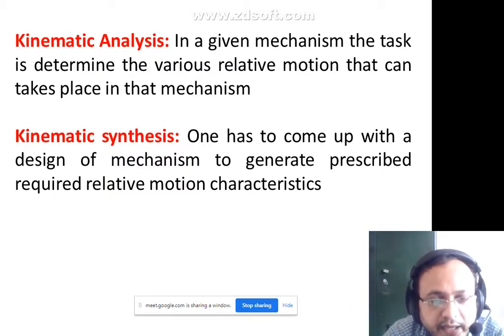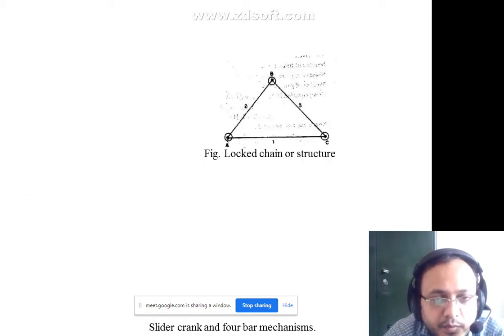So this becomes analysis. Synthesis means creating or designing the mechanism, whereas in kinematic analysis you are going to solve the problem now. So in this subject you are going to do the kinematic analysis only, that is, solving the mechanism problems.